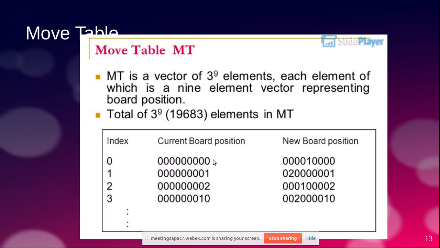So a move table may look like this. This is the initial state of the board, and this is the next state of the board. Initially we started with a blank, so all 9 are zeros. In this case, the first move is done by player 1, so a cross is placed at the 1, 2, 3, 4, fifth cell. That's the central cell.